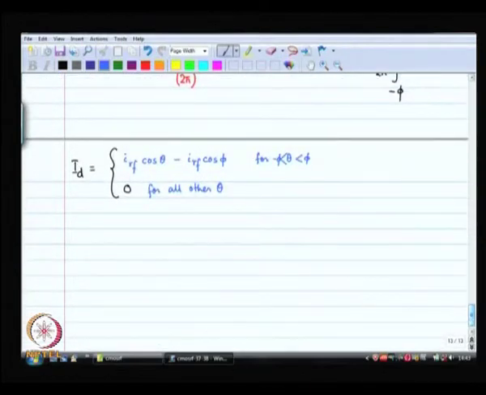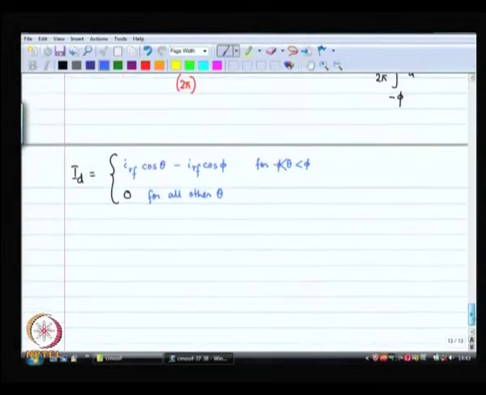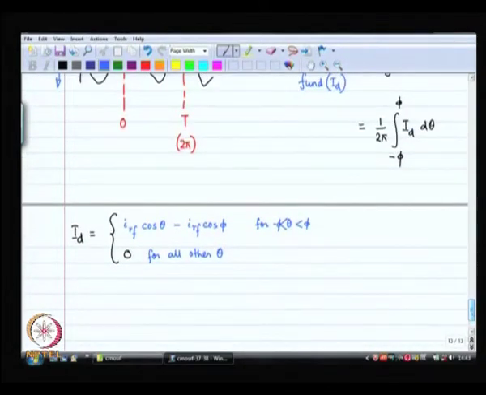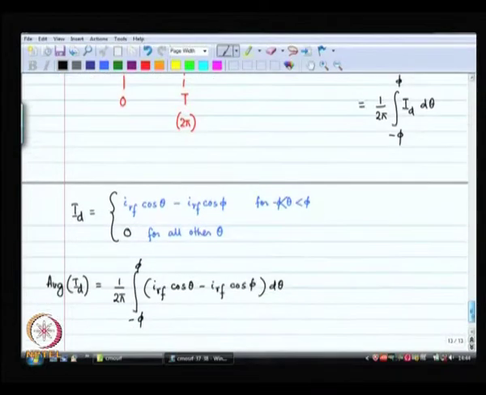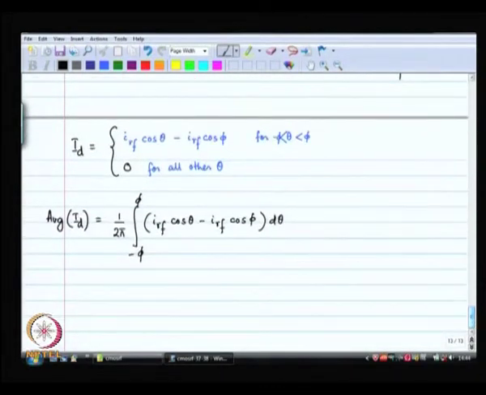So, this is my mathematical expression for I d, which basically means that if I want to integrate I d, if I want to find out the average I d, that is my expression. And let us work out the integral. It is not going to be terribly difficult to work out this integral.